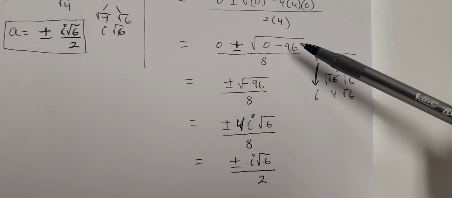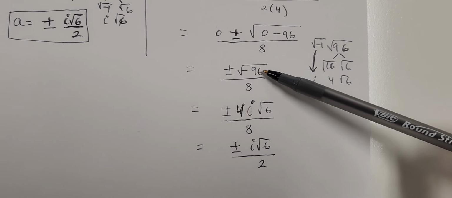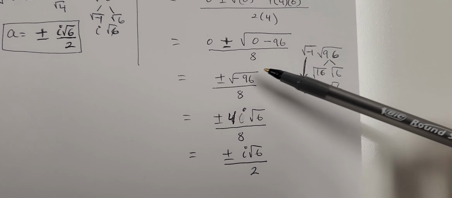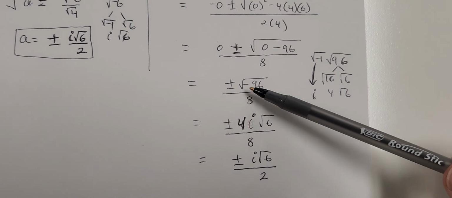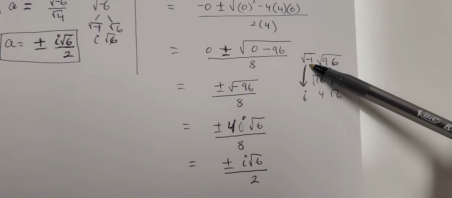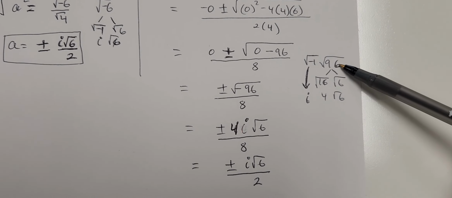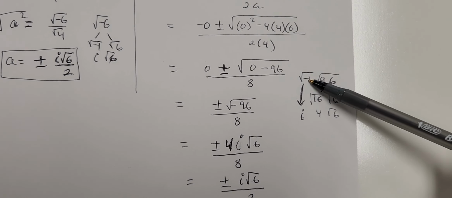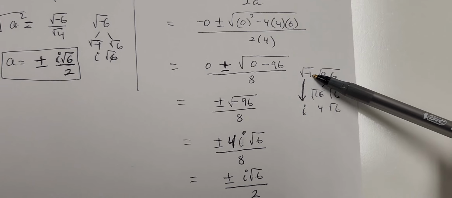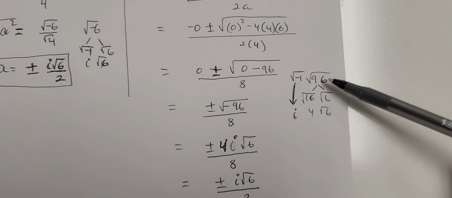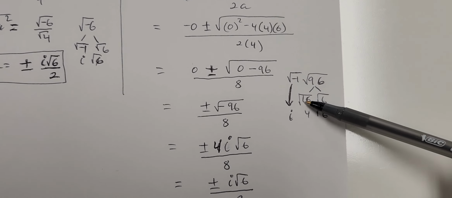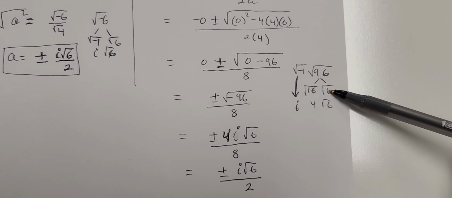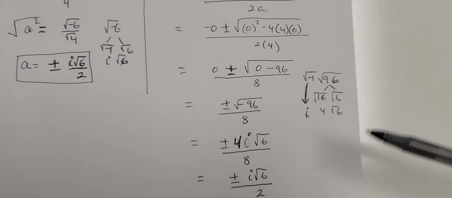Now right here, I have negative 96, so square root of negative 96. I have negative 1 times 96 is negative 96. So negative 1 will become this i. 96 is broken up into 16 and 6. Square root of 16 gives me this 4. Square root of 6, I cannot take the square root, I leave it alone.